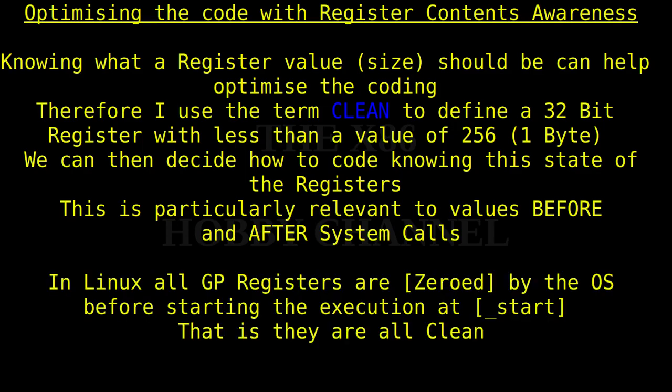In Linux, all general purpose registers are zeroed by the operating system before starting the execution at start. That is, they are all clean. They're all 0 when the operating system hands over the execution to your program at the start label.